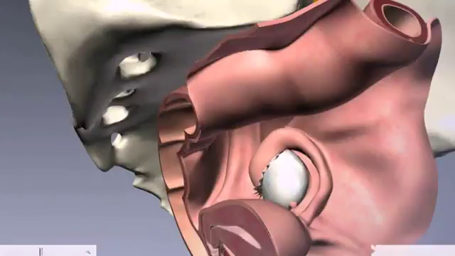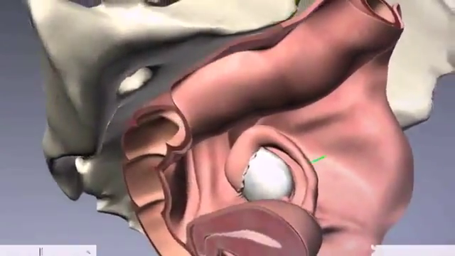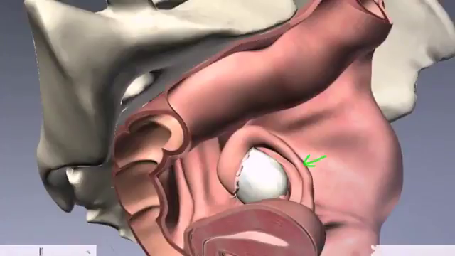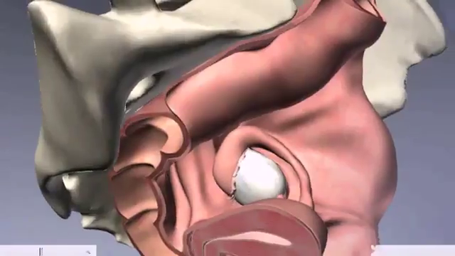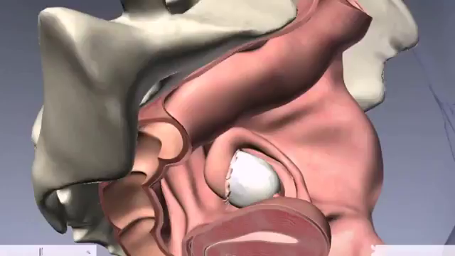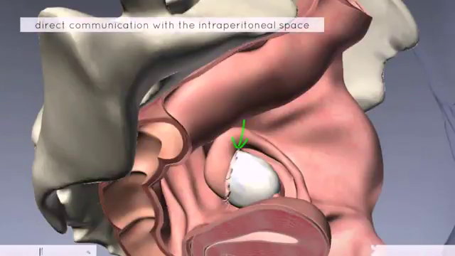So moving on to the fallopian tubes. Remember how I said that the ovum is released from the ovary and it is wafted into the end of the fallopian tube by these finger-like projections. So what is happening is that the egg is actually released into the peritoneal space, and this is important because the fallopian tubes open directly into the peritoneal cavity, and this is the only direct communication with the intraperitoneal space.